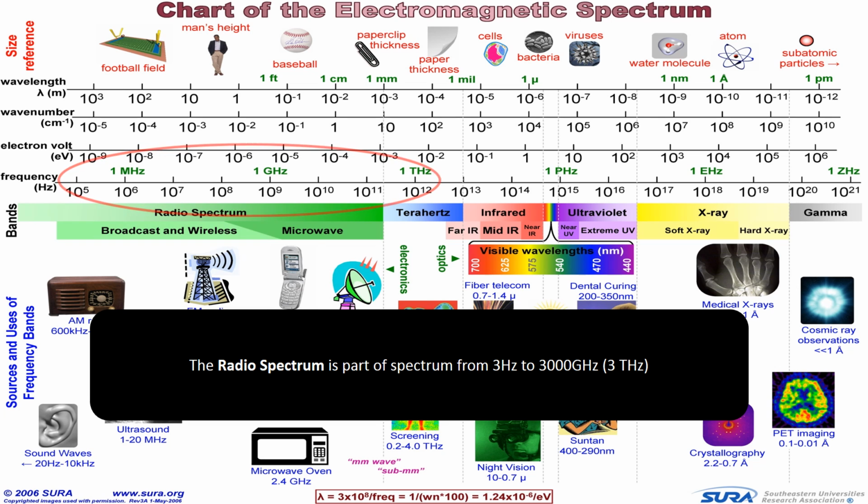Looking back at this electromagnetic spectrum chart, the radio spectrum is the part of the spectrum from 3 hertz to 3 terahertz. Now in this particular picture, it's shown from 3 hertz to around, or less than, 1 terahertz, but generally it's up to 3 terahertz. Again, as I said, depending on the source, you can have different information and different values.